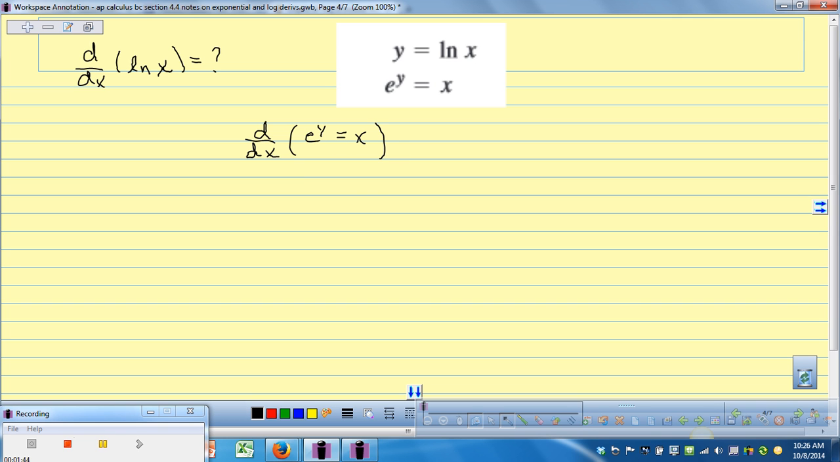Then we are just doing implicit differentiation the way we have for the past few nights. Okay? So the derivative of e to the y would be what? e to the y times dy dx equals what? 1. And solve for our dy dx, and we get 1 over e to the y. And what is e to the y equal to? It is equal to x. So the derivative of natural log of x is 1 over x.